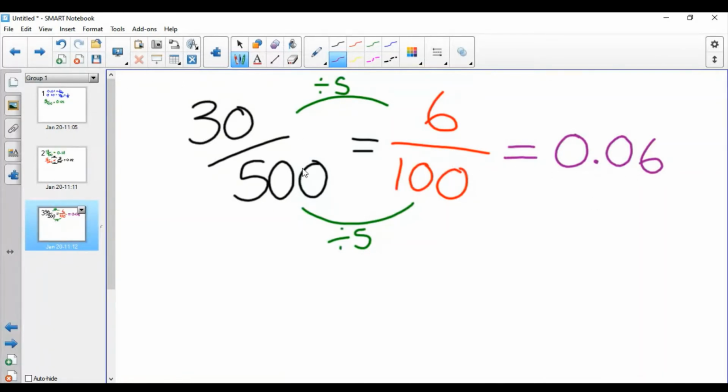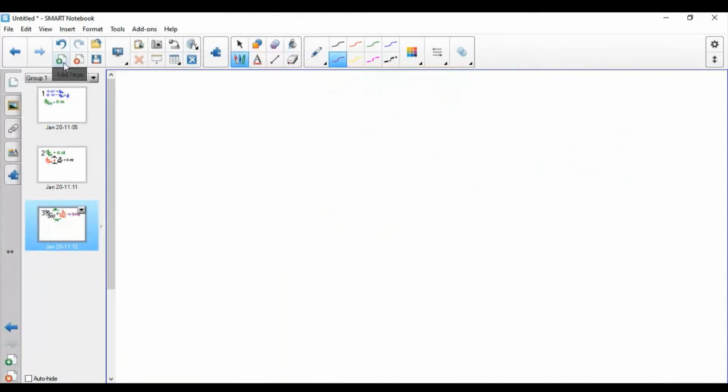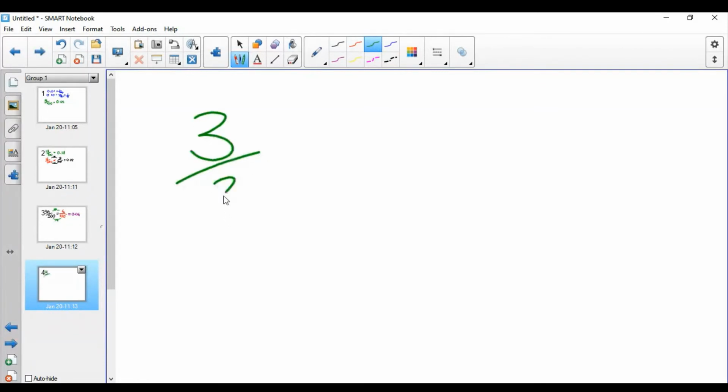Now, this is where we've been simplifying fractions to find equivalents. But sometimes you don't have to simplify. You actually need to try and make the number for your denominator larger. So what if I had, for an example, 3/25ths, and I want to find that as a decimal?